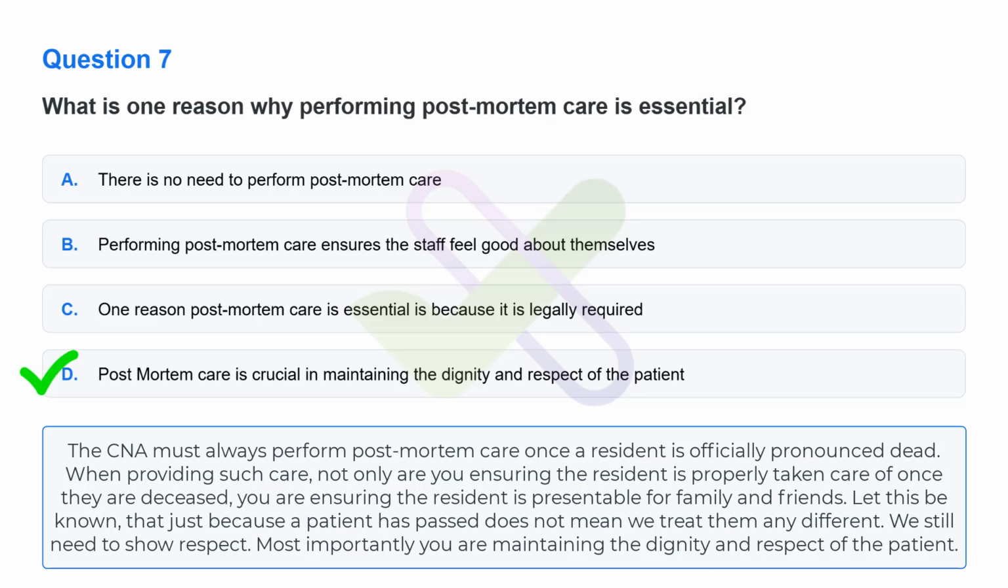Correct answer, D. Post-mortem care is crucial in maintaining the dignity and respect of the patient. The CNA must always perform post-mortem care once a resident is officially pronounced dead. When providing such care, not only are you ensuring the resident is properly taken care of once they are deceased, you are ensuring the resident is presentable for family and friends. Just because a patient has passed does not mean we treat them any different. We still need to show respect. Most importantly, you are maintaining the dignity and respect of the patient.